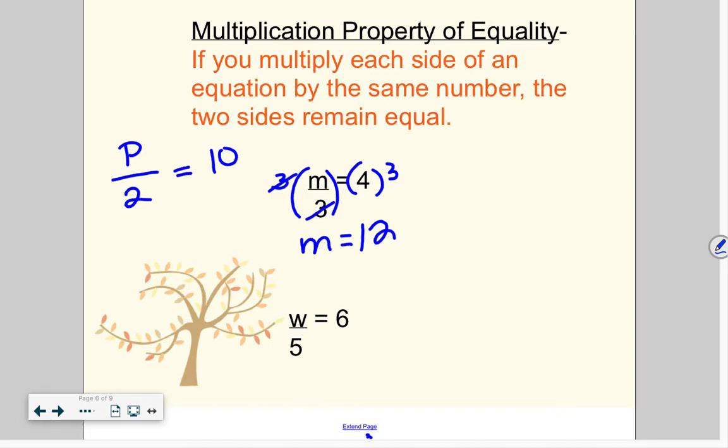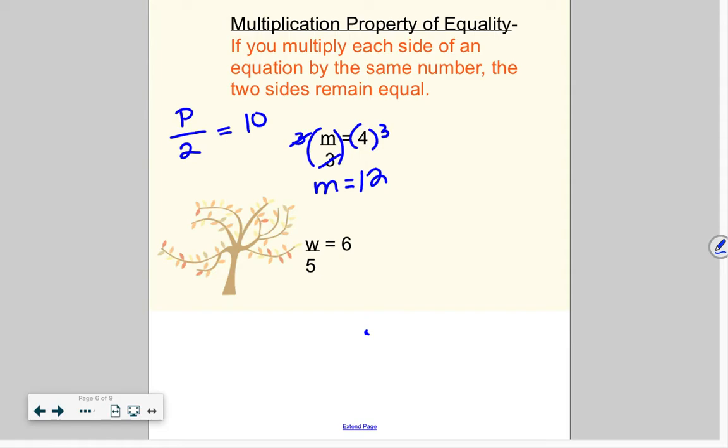W divided by 5 equals 6. What is the opposite of dividing by 5? Multiplying by 5. So I can just put parentheses around it for multiplication. Dividing by 5 and multiplying by 5 cancel. We undid that operation. What's 6 times 5? 30. Again, double check your work. Is 30 divided by 5 equal to 6? Yes, it is. Questions on the first 2?